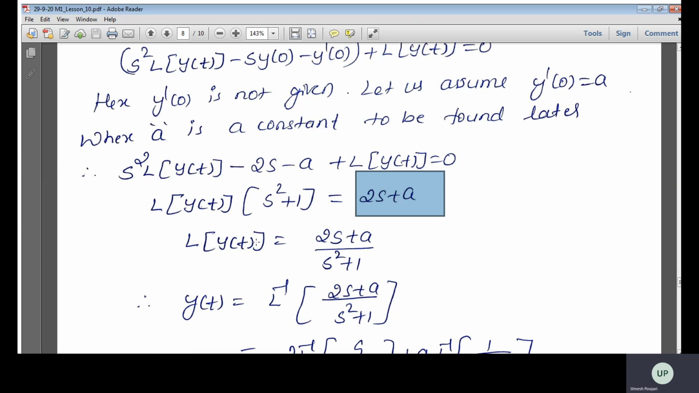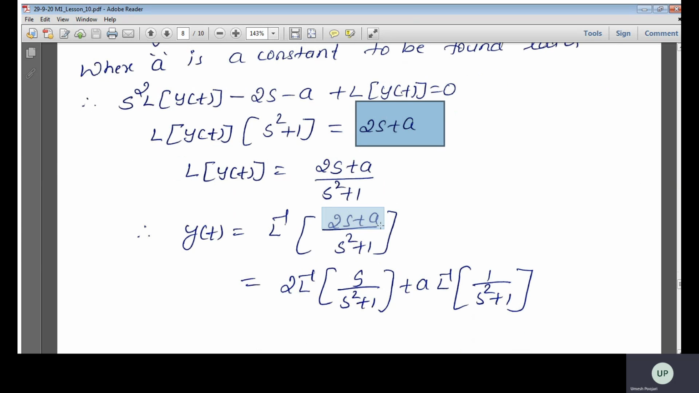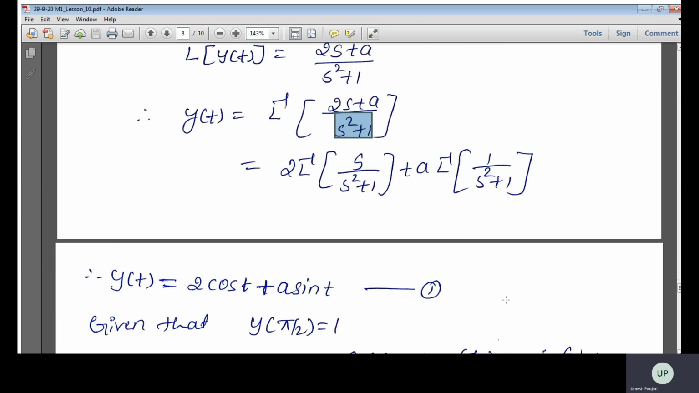Therefore, what is the value of L of y of t? L of y of t equals (2s + a) divided by (s² + 1). If you have two terms in the numerator and the denominator is in the standard formula form, then we can separate the numerator. So 2 into L inverse of s by (s² + 1) plus a into L inverse of 1 by (s² + 1).